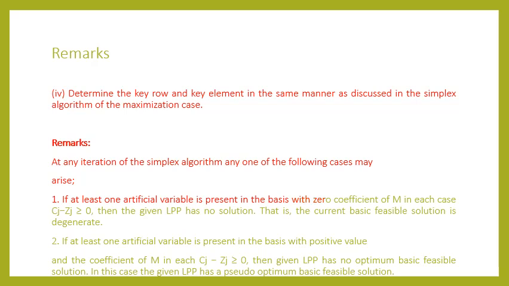Let's see some remarks here. At any iteration of the simplex algorithm, any one of the following cases may arise. 1. If at least one artificial variable is present in the basis with zero coefficient of M, in each case Cj minus Zj less than or equal to 0, then the given LPP has no solution. That is, the current basic feasible solution is degenerate.